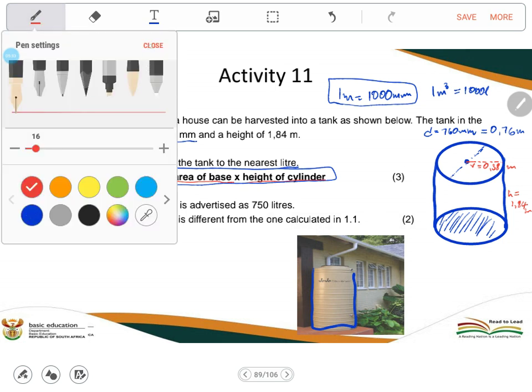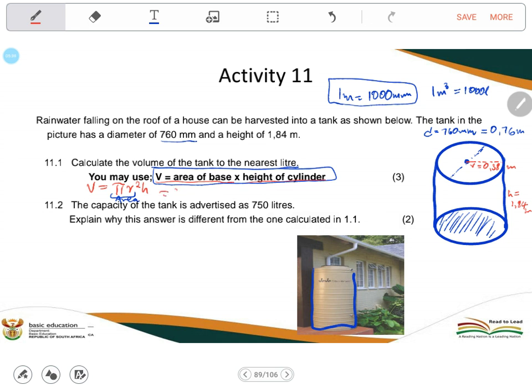So let's just substitute here. We'll say pi is 3.142 multiplied by the radius, which is now 0.38 meters, squared, multiplied by the height, which is 1.84 meters, and this should give us a total of 0.83488168 cubic meters, or meters cubed.